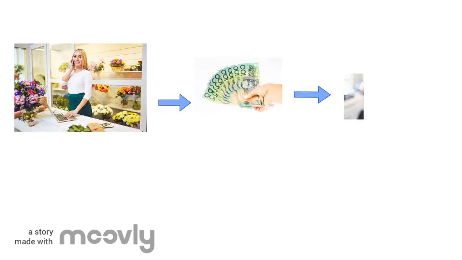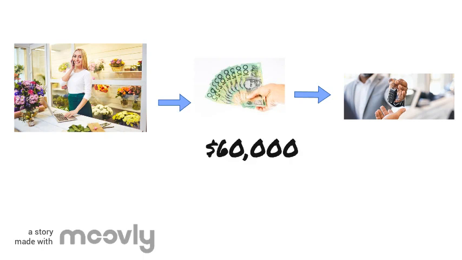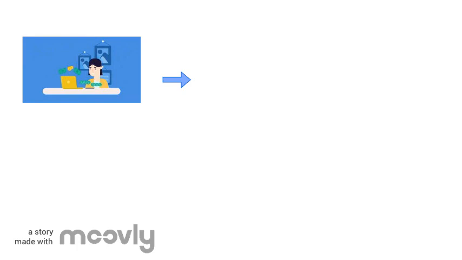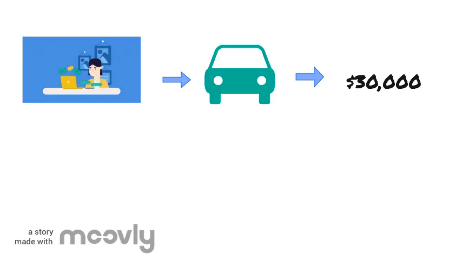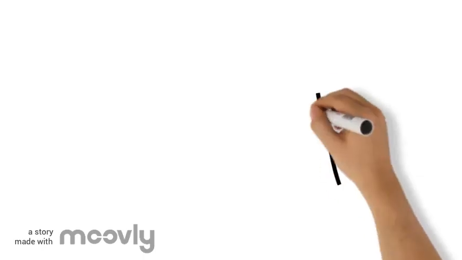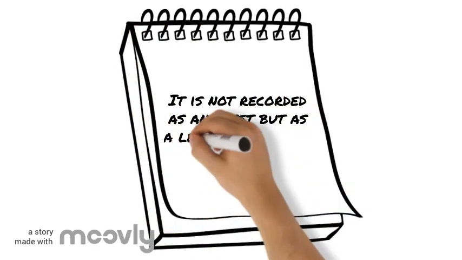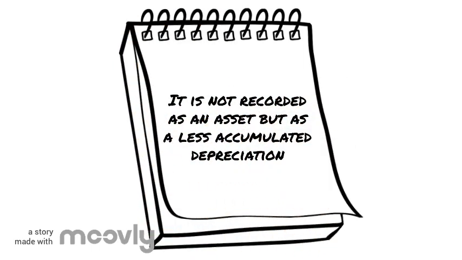Let's take an example of a flower business which has purchased a vehicle for flower deliveries, paying $60,000 in cash. The business records its purchase of the vehicle at $60,000. 5 years later, the business records the vehicle's worth being $30,000. Despite the depreciation of the vehicle, it is still recorded at its original cost of $60,000. However, it is recorded not as an asset but as less accumulated depreciation, because this vehicle's worth decreases over time.